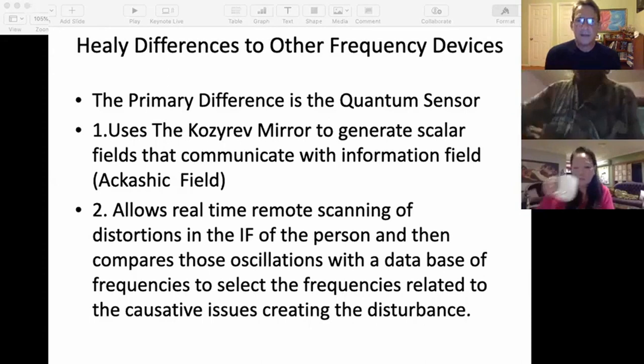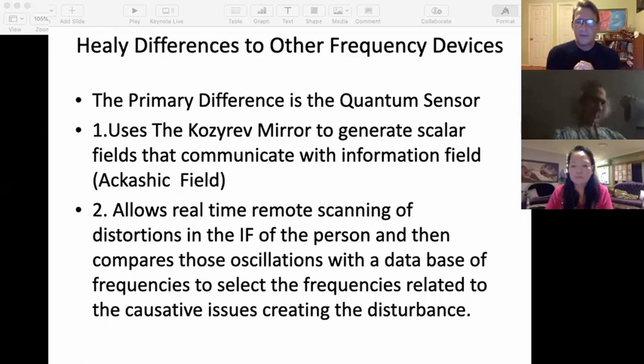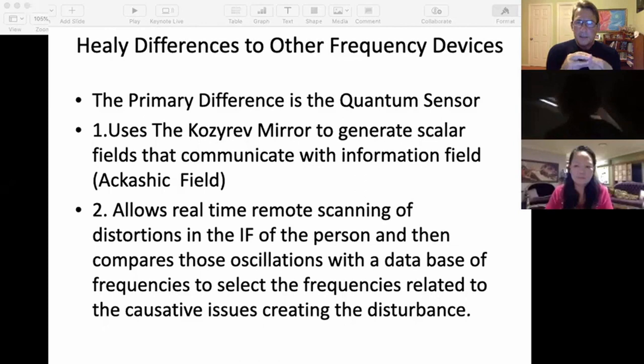So what makes this quantum sensor so important and so critically different to all the other types of devices that are out there? It's this key thing here, and it's called the Kozarev mirror. The Kozarev mirror is a type of shielding that is inside the device. It's like a little chamber, and this particular chamber is capable of doing two very important things. The circuitry of the unit is enclosed in this chamber, and the chamber does two things.